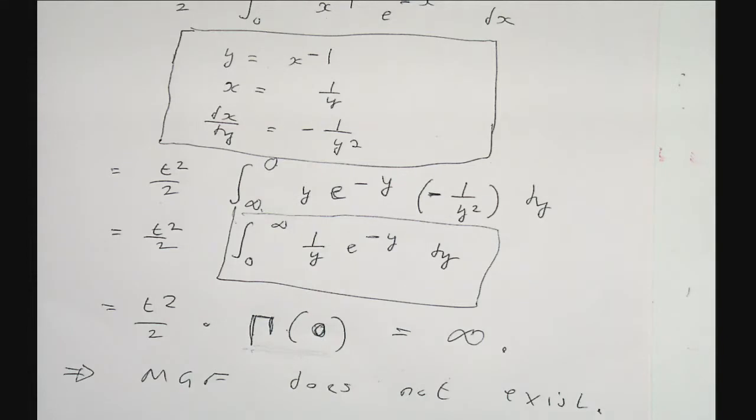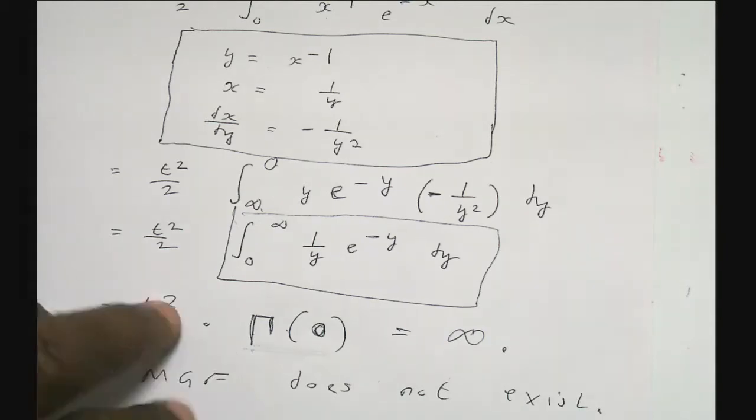If you type gamma function on Google, you will see it will come up in Wikipedia. Type gamma function in Google.